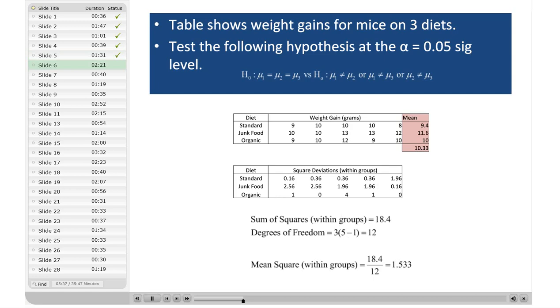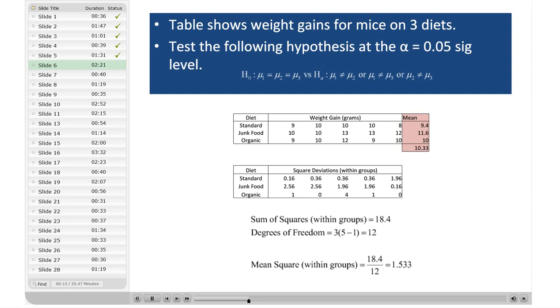Notice in the table where it says square deviations, in parentheses next to that it says within groups. The reason for that is the numbers that we're calculating have a purpose of trying to figure out how much variability there is within each group. How much variability is there within the standard group, or within the junk food group, or within the organic group? This is opposed to a different measure we're going to be looking at in a moment, which is between groups. The between groups variability measures how far apart is the standard group from the junk food group on average? How far apart is the junk food group from the organic group on average?